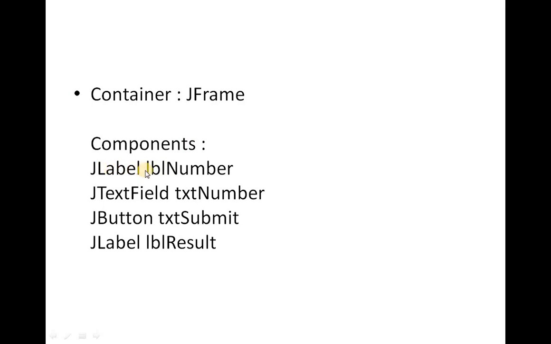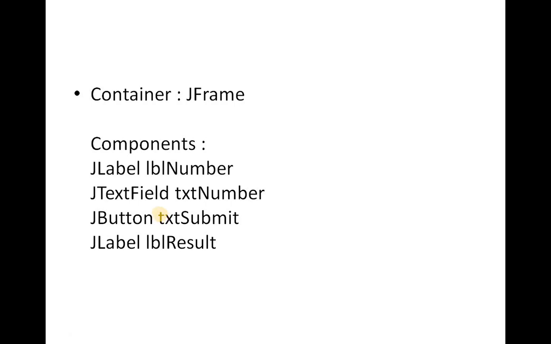So let us see the naming conventions for these things. For JLabel, we always start with LBL, and for JTextField, we start the naming convention with TXT, and for JButton, it is BTN actually. JButton, it should be BTN submit, and JLabel again is LBL. So we have these names: LBL number, TXT number, BTN submit, and LBL result.